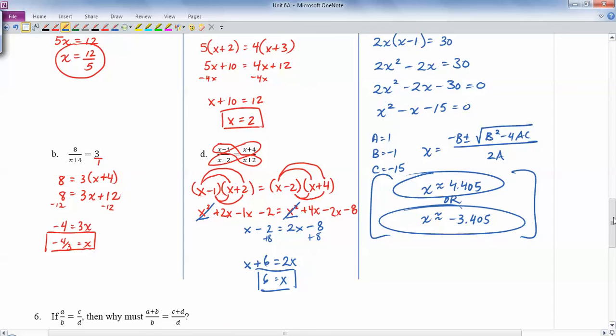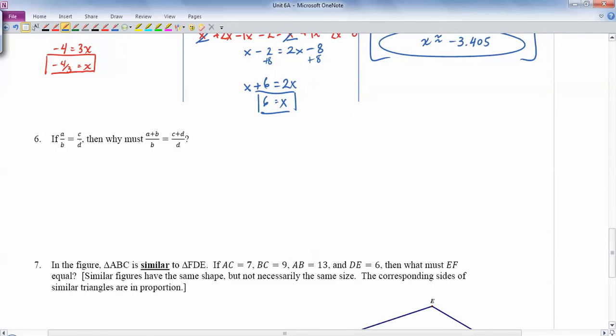Okay. All right, let's take a look at 6. So if you already know that a over b equals c over d, then why does this proportion over here have to be true? So let me write it like this. If we already know this is true, then we'll assume a over b equals c over d. In fact, let me write it over here so we have a little more space. Let a over b equals c over d. That's a given, right? The goal is down here to end up with, therefore, a plus b over b has to equal c plus d over d.